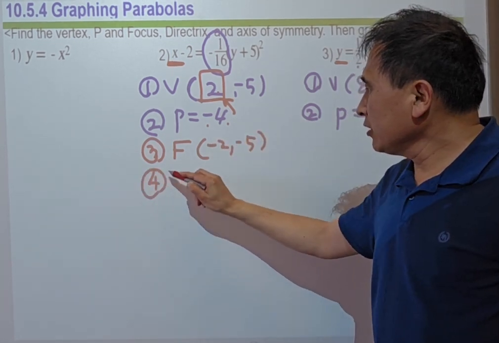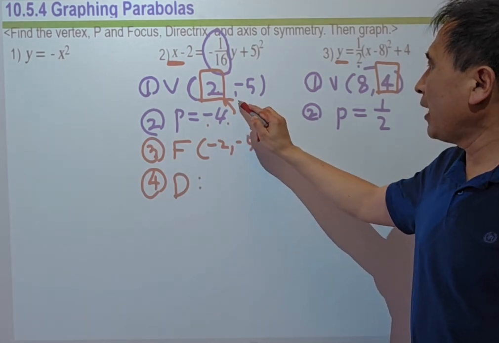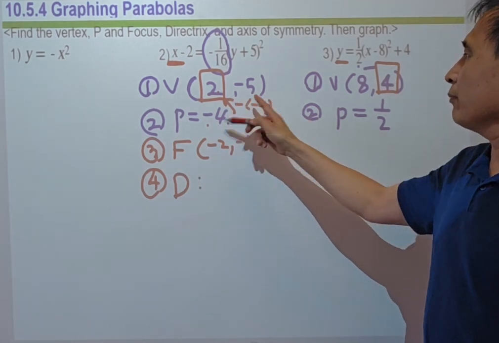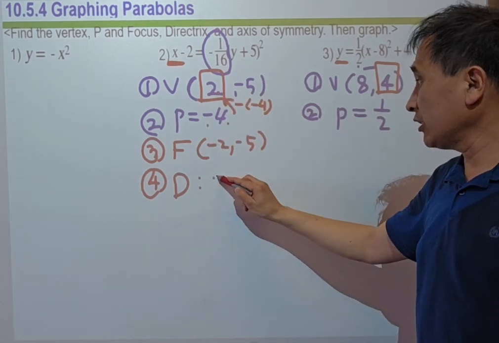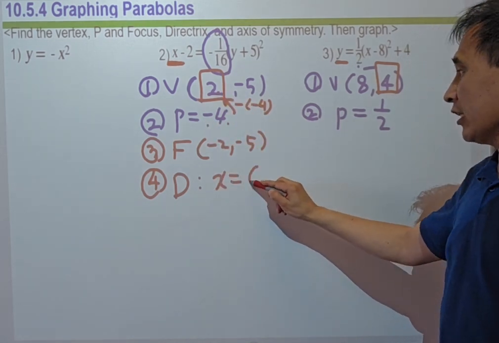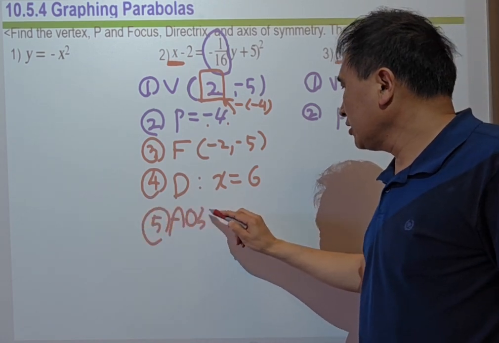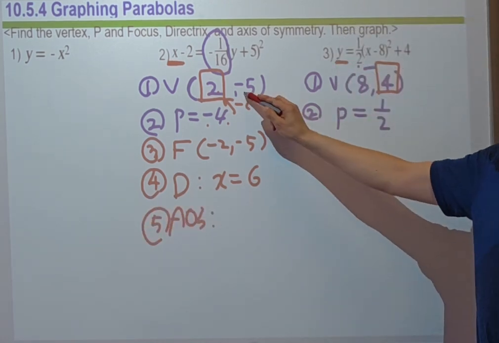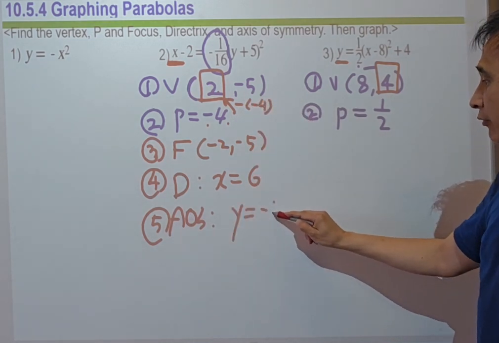And for the directrix, you subtract P there. So -4, subtract, that means +4. So 2 plus 4, this is the X value. This is the line X equals 6, right? And the axis of symmetry is also a line, but the other one, the one we didn't touch, that's y equals -5, right?